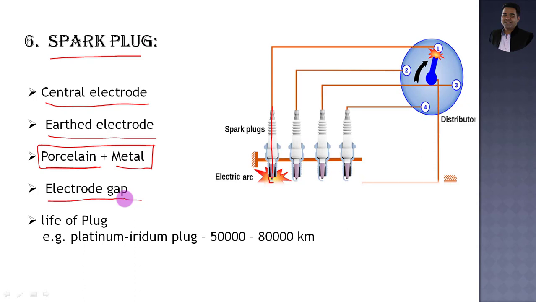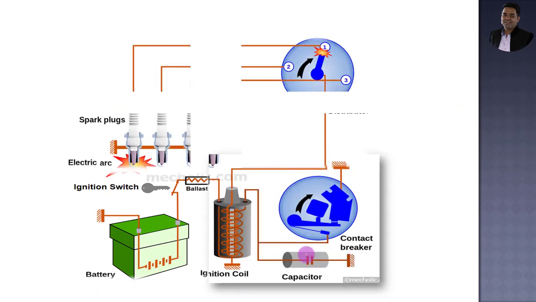Again, too small an electrode gap leads to a pre-ignition condition, which ultimately produces detonation. So we need to choose the electrode gap carefully. The life of the spark plug depends on the material which is utilized to manufacture it. For example, you can consider a spark plug made of platinum or iridium material. It has a life of around 50,000 to 80,000 kilometers. So these are the components which are utilized in the battery ignition system, and in this manner they are connected with each other.